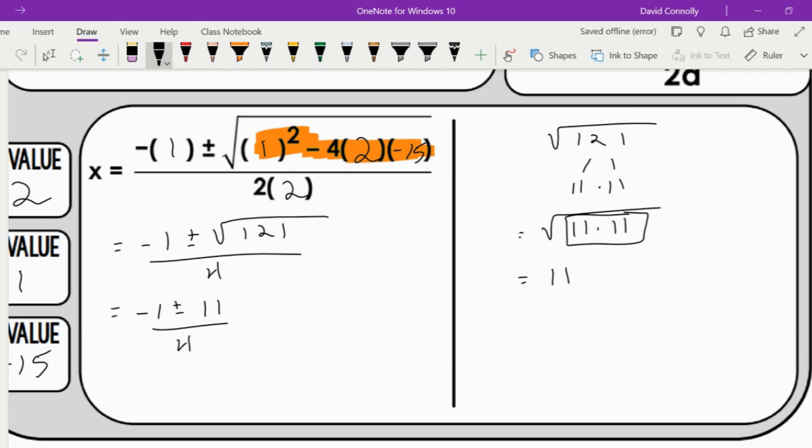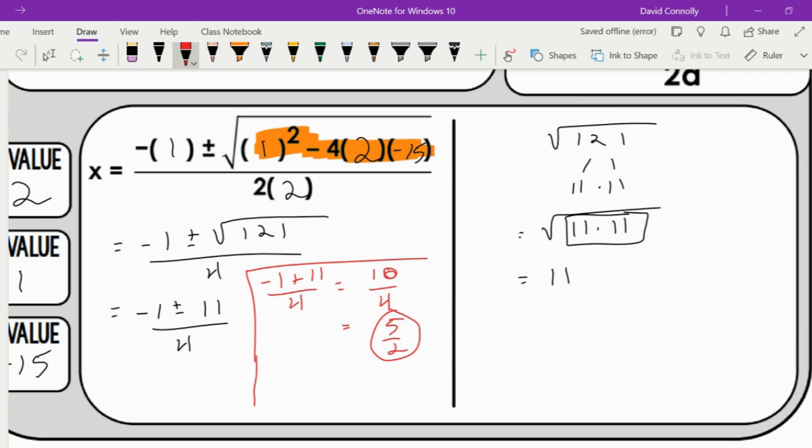And now we can split this one into two expressions and simplify both of them. So here I'd have negative 1 plus 11 over 4. That becomes 10 over 4. And this one, we cannot, 4 doesn't go into 10, but we can simplify this slightly. Both of those are divisible by 2, so we get 5 over 2. And that is one answer.